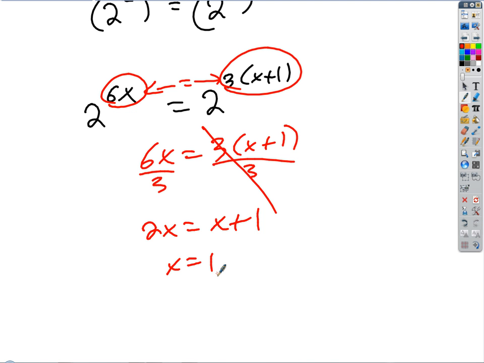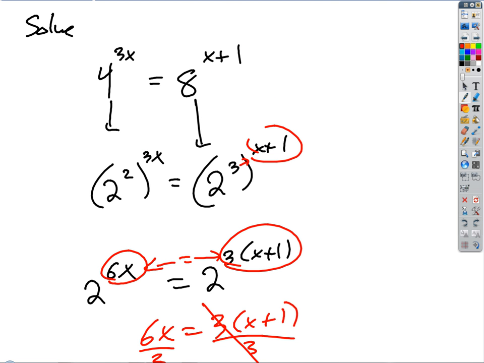Okay, make sense? So the trick is just, rewrite them so the bases are equal, and then we can just set the exponents equal and solve a simple equation instead. So there's one sneaky trick. It's not hard. Okay, here's another one. And you already know this one too.